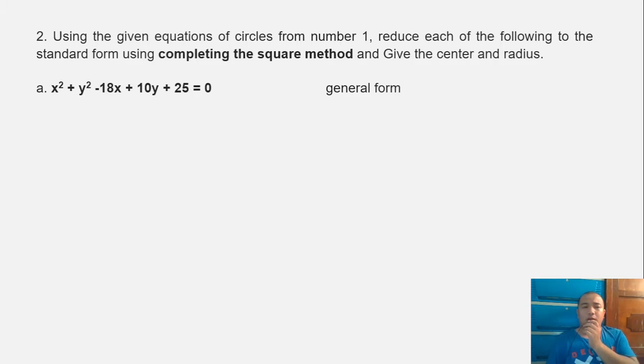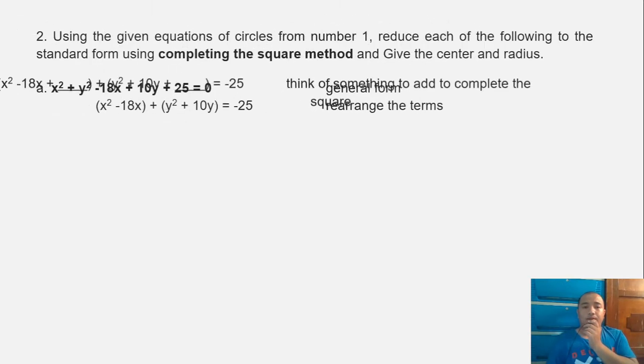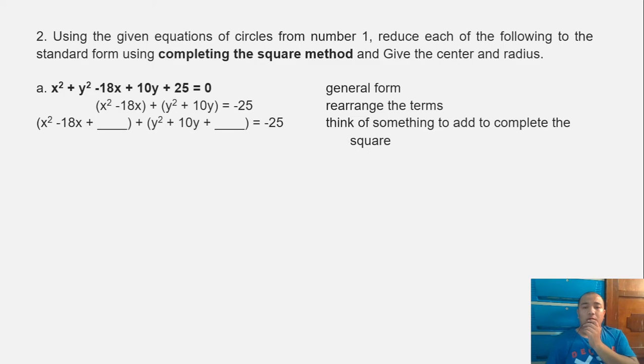First, we group x terms. X squared minus 18x. Group the y terms. Y squared plus 10y equals, transpose 25 becomes -25. Then think of something to add to complete the square. What will we add on this part? Just divide 18 by 2. 9 times 9, 81 here. Here naman, 10 divided by 2 is 5 times 5, 25.